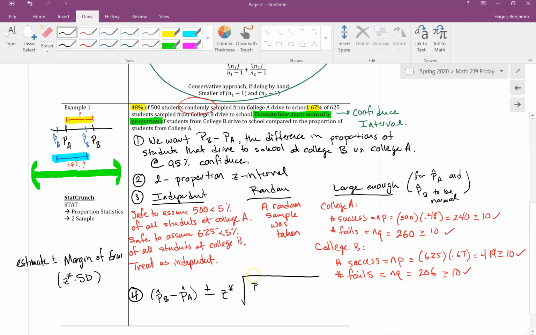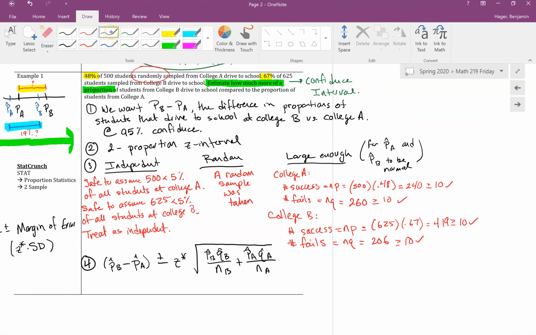It'd be the percentage that drive from college B times the percentage that don't drive from college B, over the number of people sampled from college B, plus the percentage that drive from A times the percentage that don't from A, over the number sampled from A. And these do represent the true population percentages, but we don't know them. You can always use the sample percentages we found. So these can all be p hats and q hats, and that's fine.